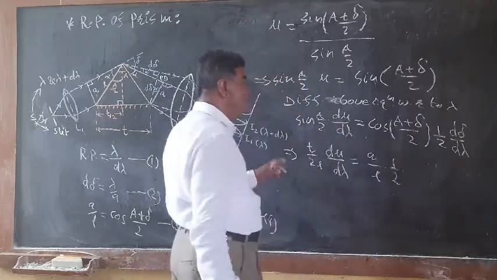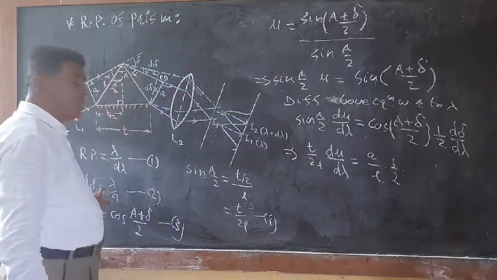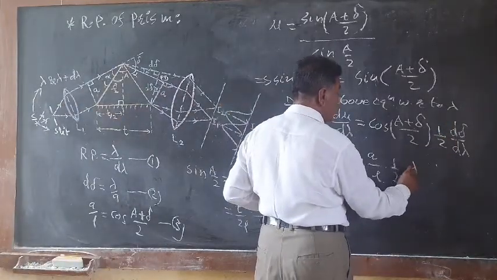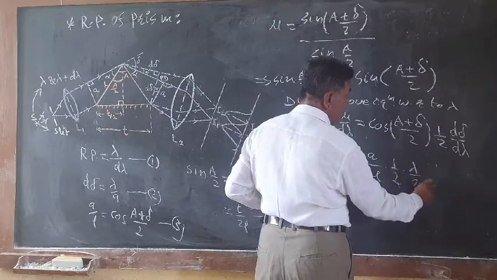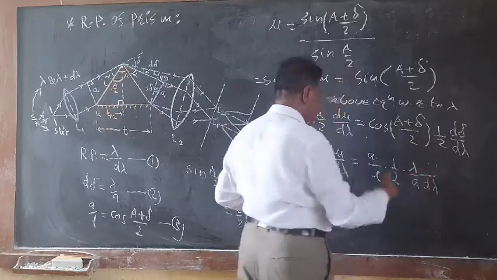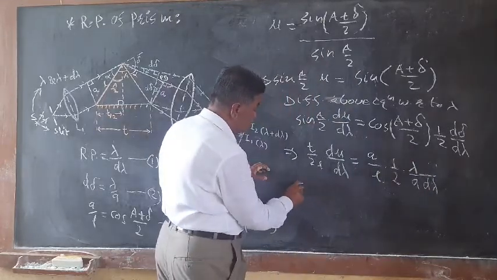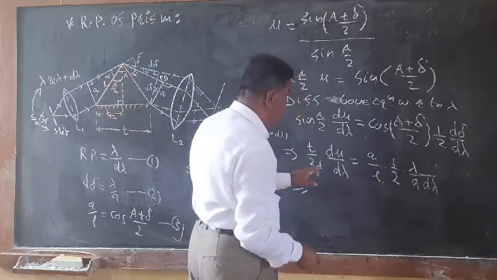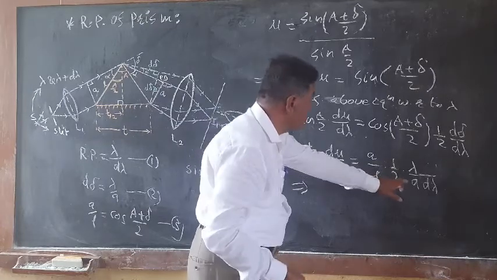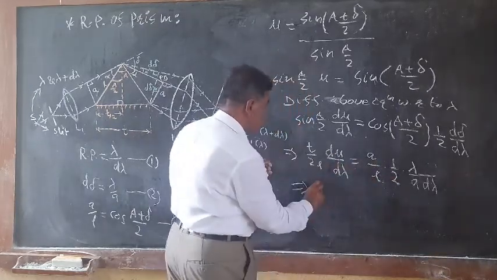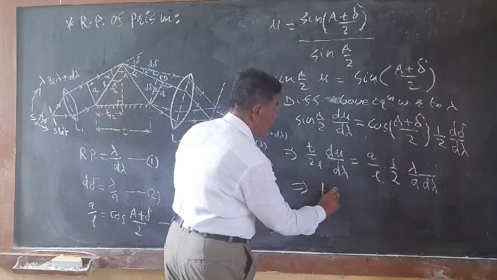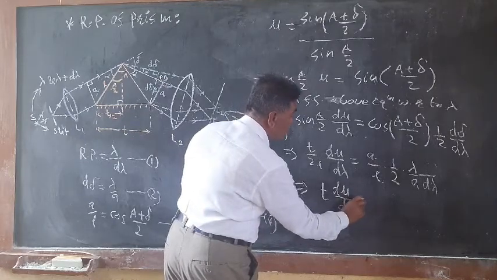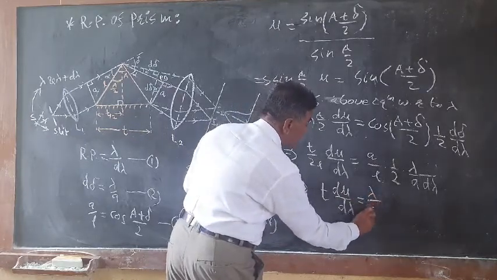Here the value of d delta is equal to lambda by a. So we put in the value of d delta, that is lambda divided by a, and d lambda is kept as it is. So these two get cancelled, l also gets cancelled, a gets cancelled, and what remains is t into d mu divided by d lambda, which will be equal to lambda divided by d lambda.